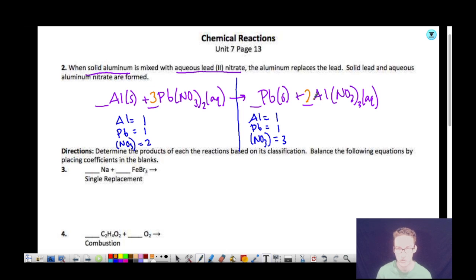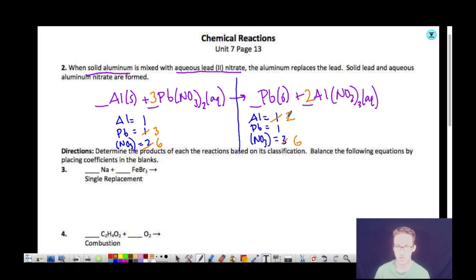3 and 2. And again, as you're working on your test, because you don't have necessarily a bunch of circles to move around, the easiest thing to do is just multiply your coefficients all the way through. So I have 3 times 2 nitrates, so I have a total of 6 nitrates now. Similarly, on the product side, I have 2 times 3 nitrates, so I have 6 nitrates on this side as well. However, recognize that has changed my number of leads on the reactant side to 3 and my number of aluminums on the product side to 2. So I've balanced my nitrates, but I have unbalanced aluminum and lead in the process.